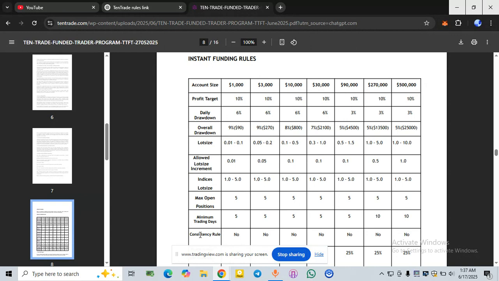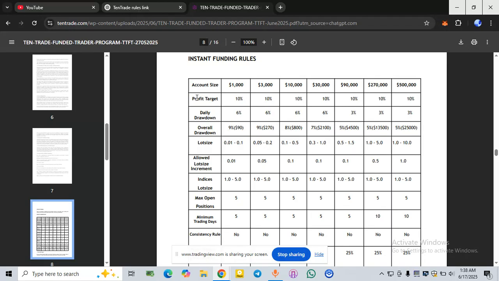Now over here you can see that the consistency rule is no longer there. So the consistency rule that people used to get scared of is no longer there, but there are other new rules that are introduced after this update that you might actually want to pay attention to. Now this is going to be a summary of the entire rules, then maybe in a separate video I'm going to explain some of them that need more explanation, especially the profits score.